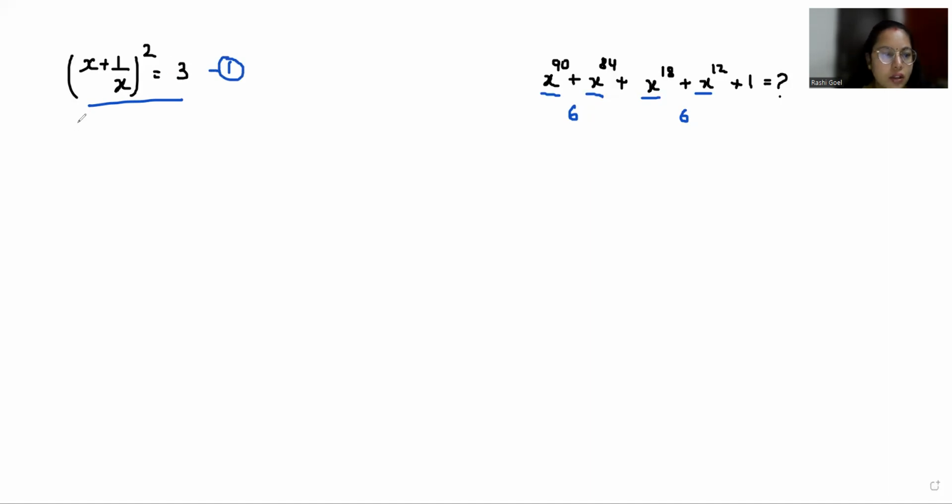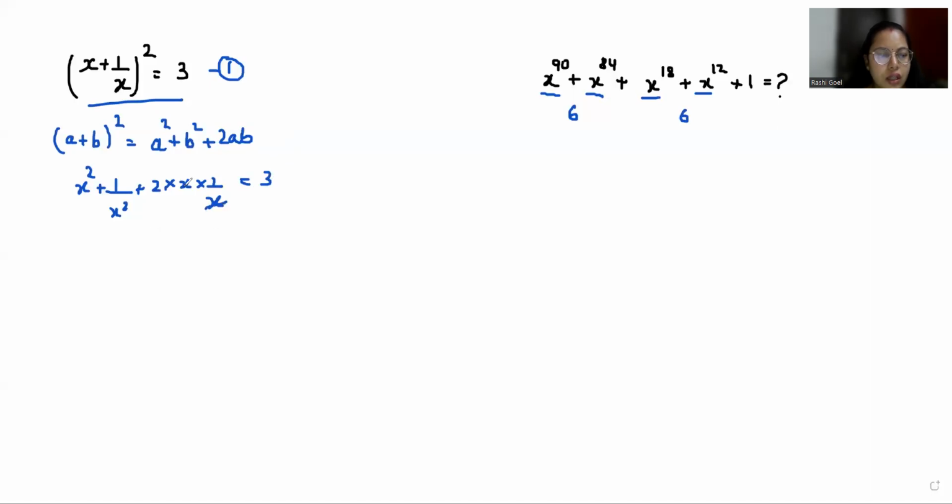Here I'm going to use a very famous identity, that is (a plus b) whole square, which is equal to a square plus b square plus 2ab. So x square plus 1 by x square plus 2 times x times 1 by x is equal to 3. So we can cancel out. So x square plus 1 by x square plus 2 minus 3 is equal to 0. x square plus 1 by x square minus 1 is equal to 0.